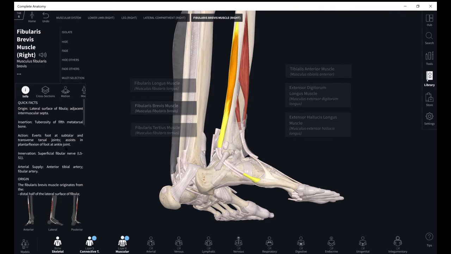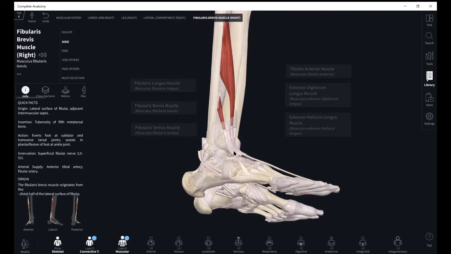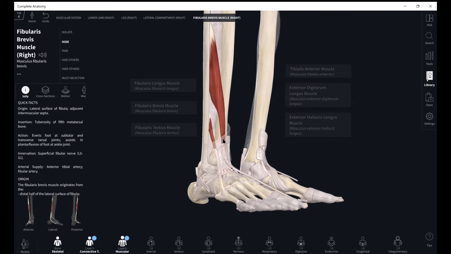The action: it everts the foot at the subtalar and transverse tarsal joints, and it assists in plantar flexion of the foot at the ankle joint. It's also innervated by the superficial fibular nerve, L5S1. So finally we'll hide that, and then we'll get to Peroneus Tertius.